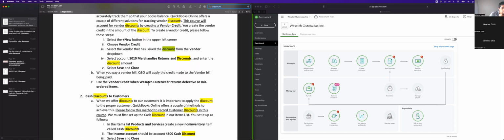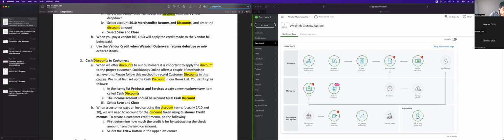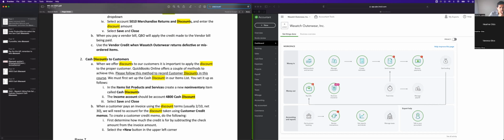So this is when you buy something from a vendor, but then you return it because it's defective or misordered. Cash discounts is for customers. Is that what I initially said, or did I say it backwards? No, yeah, I think that's what you said. And then we offer discounts to our customers. It is important to apply the discount to the proper customer. Please follow this method to record customer discounts in this course.